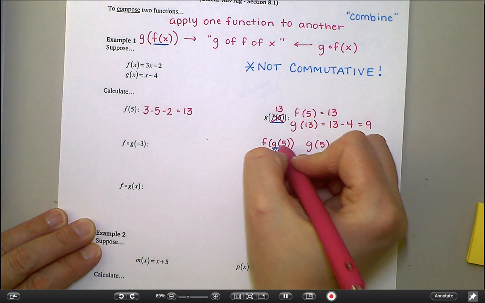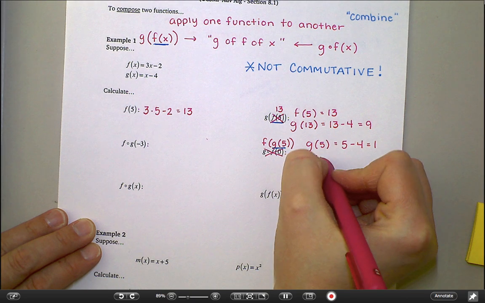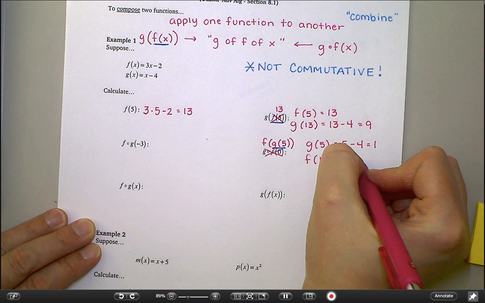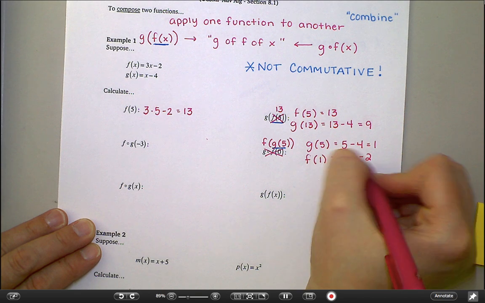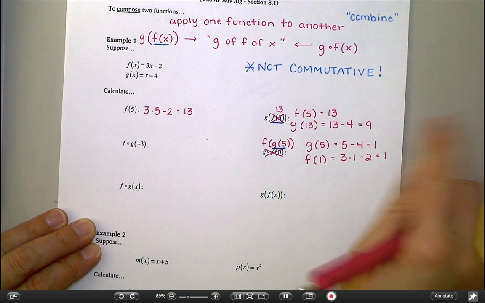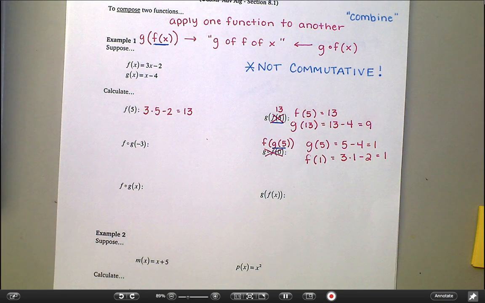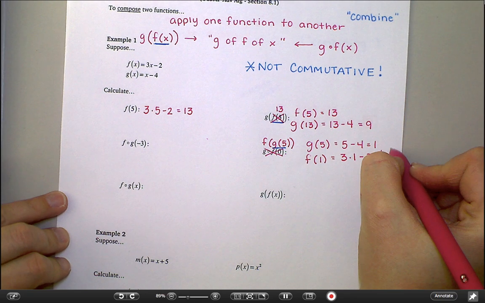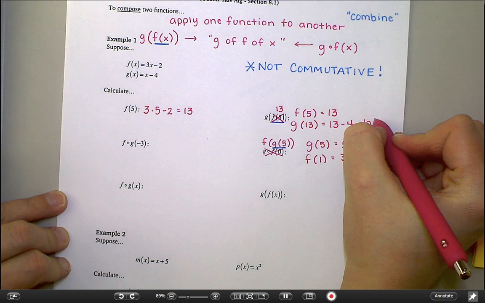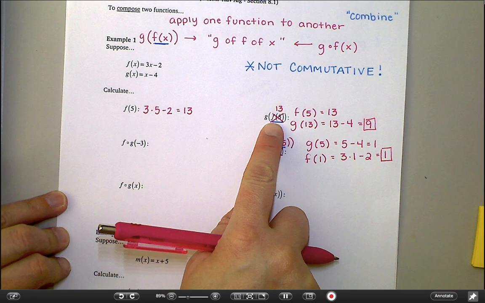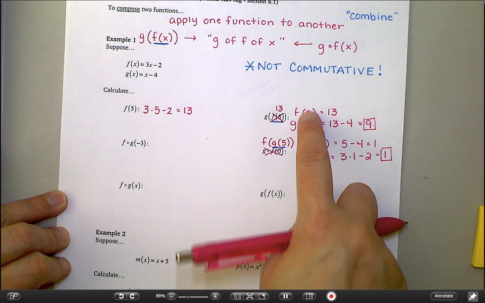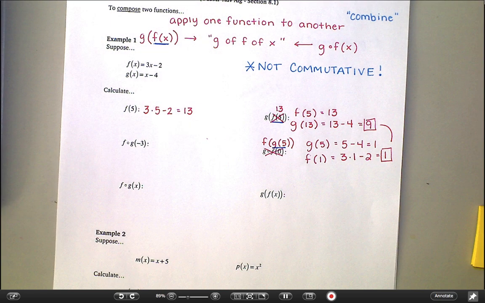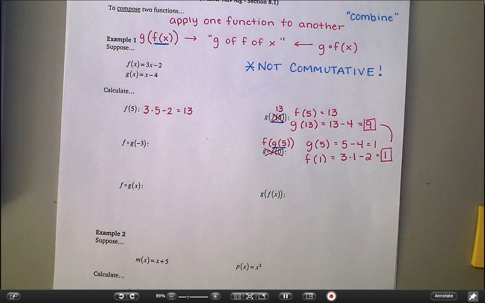And so now I want to do f of 1, and I get 3 times 1 minus 2. Well, that's 3 minus 2, which is also 1. That's a coincidence that those came out the same. But notice my answer that I got here, my 1, is different than the answer I got up here when I started with the f function. So doing f and then g or g and then f does make a difference. All right, I think I've said enough on that point.